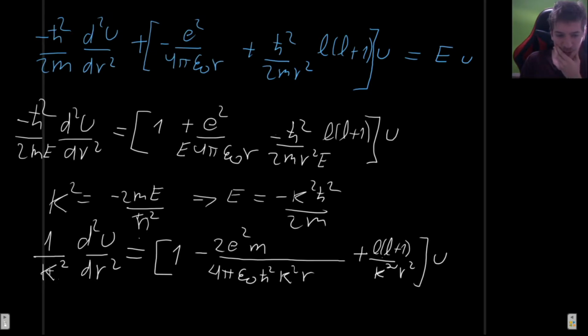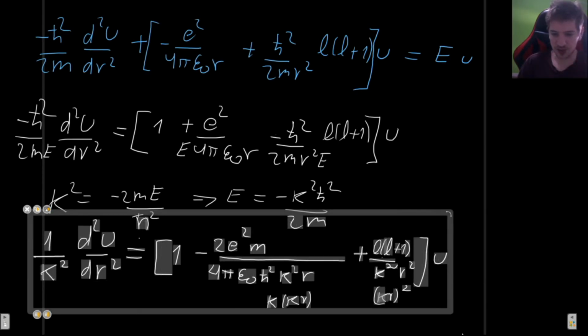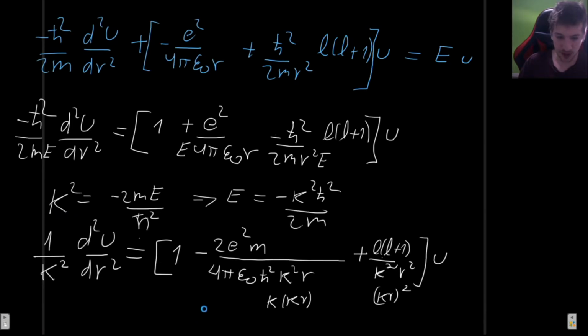Well, we can see that here we have k squared dr squared. Here we have something we can write as k times kr, and here we have kr squared. So we can actually make this look a lot better if we change notations. Let me go to the next page.